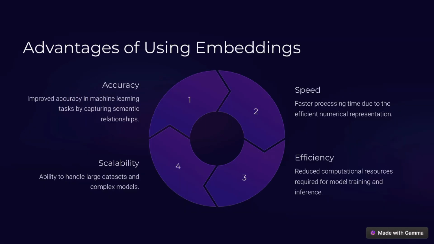Why are embeddings so powerful? Here are 3 key advantages. 1. Improves accuracy. They capture semantic relationships, making machine learning tasks more accurate. 2. Efficiency. They simplify complex data, making it easier for computers to process. 3. Scalability. They can handle huge datasets and complex models.